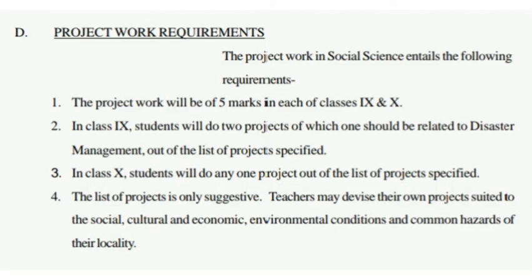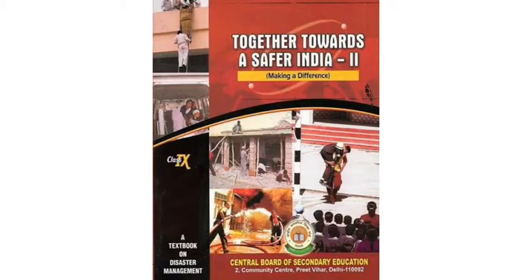Let us have a look at the project requirements. Children, here in 9th class, this project will be of 5 marks, and also you have to prepare 2 projects. One will be from your disaster management and another will be from the specified project list from where you have to choose any one topic. So in this way you will complete your project and it will be kept for the record, and you have to prepare it in a very sincere manner.